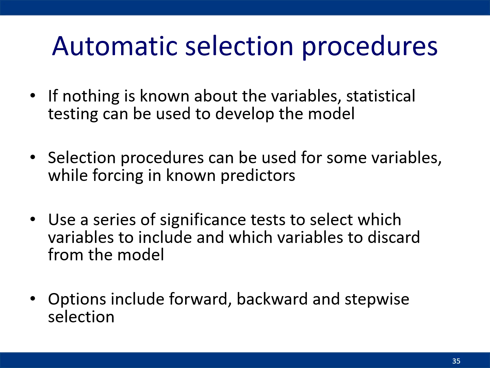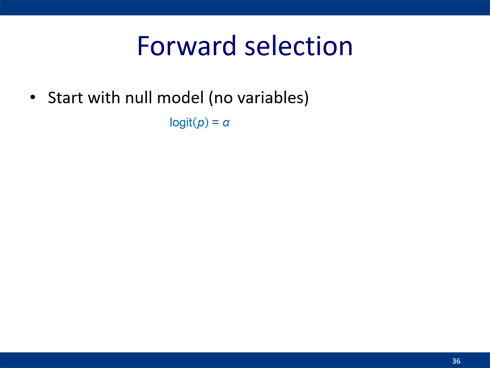These automatic selection procedures then use a series of hypothesis tests to decide which variables should remain in the model and which ones we can remove from the model to reduce down the complexity of the model and only keep a subset of them. And as I mentioned before, we have different options, including forward, backward, and stepwise selection. So let's first look at forward selection. Here we start with a null model. So a null model is one with no variables in it. So here we just have the intercept term.